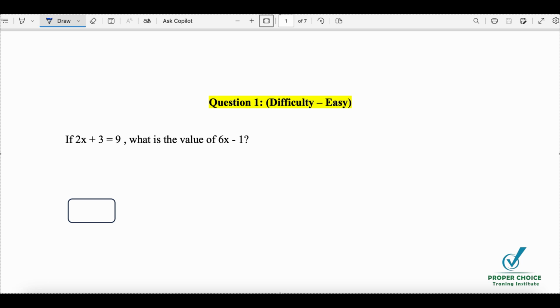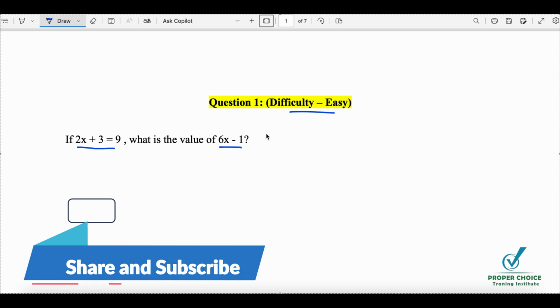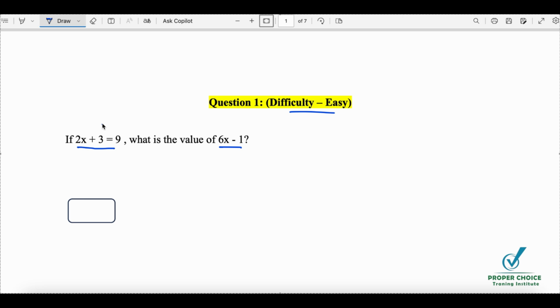Let's solve the questions on linear equations in one variable. As I mentioned, most of the questions can be done directly on the Desmos graphing calculator. So here it says, if 2x plus 3 is equal to 9, what is the value of 6x minus 1? This is a very easy level of question. Either you can solve it manually or you can use a graphing calculator. So let me do it manually here.